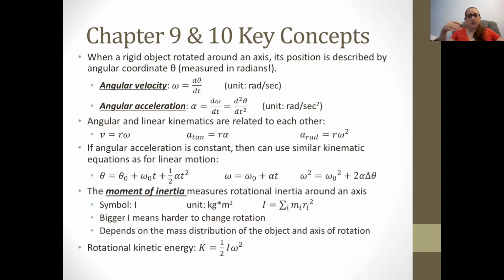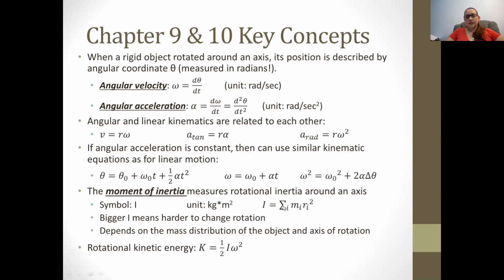So these are the same equations that we had in chapter 3, just using these new variables, but they're the same relationships. Moment of inertia measures the rotational inertia around an axis. So remember, inertia is the tendency to resist changing its motion. So the moment of inertia tells us about the tendency of an object to resist changing its rotation. We give it the symbol I. The unit is kilogram meters squared. And here's our formal way to calculate it.